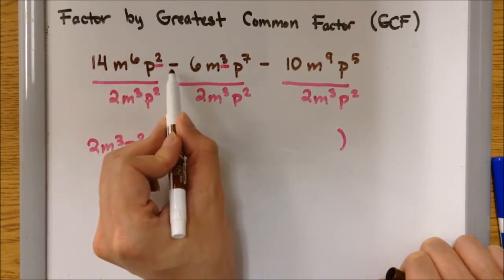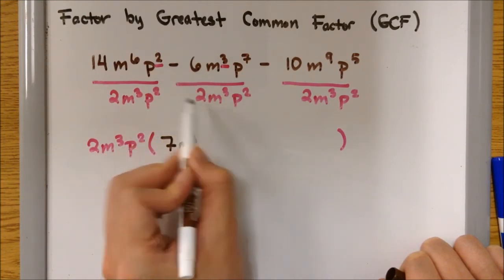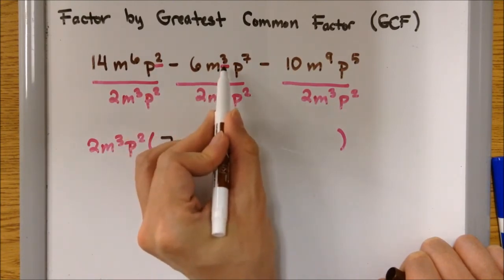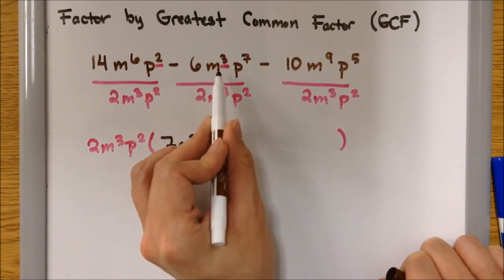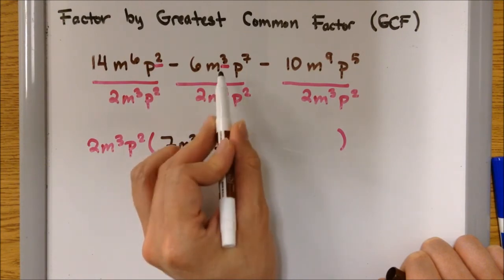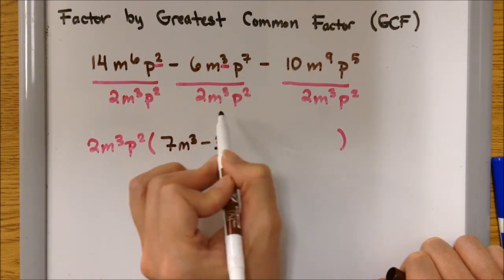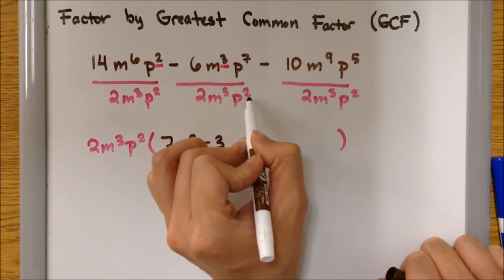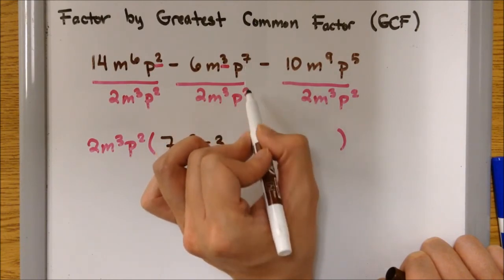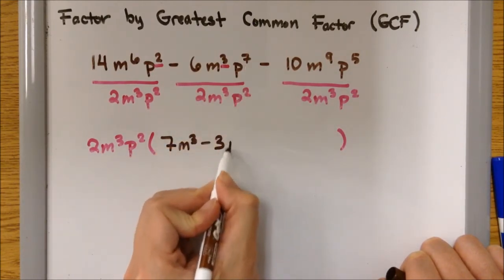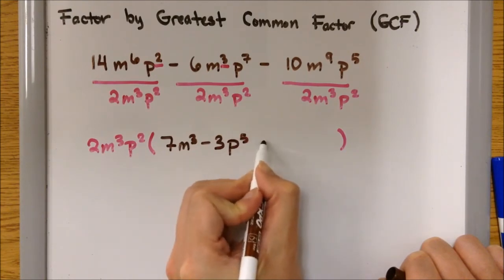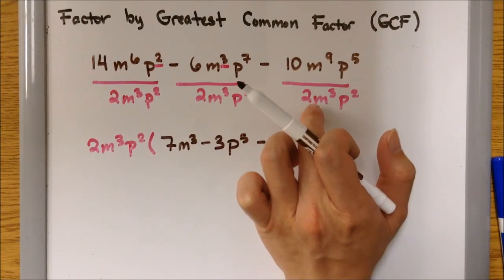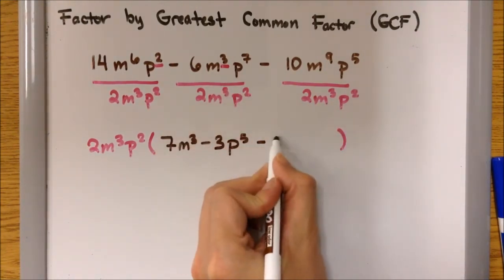Alright, next is negative 6 divided by 2. Negative 6 divided by 2 would be negative 3. m to the third divided by m to the third. Numerator is the same as the denominator, so it will become 1, so we don't have to worry about that. Next is p to the 7th divided by p squared. So it's basically going to be 7 minus 2, which is 5. So we're going to have p to the 5th minus. The reason I have minus is because negative 10 divided by 2 will be negative 5.